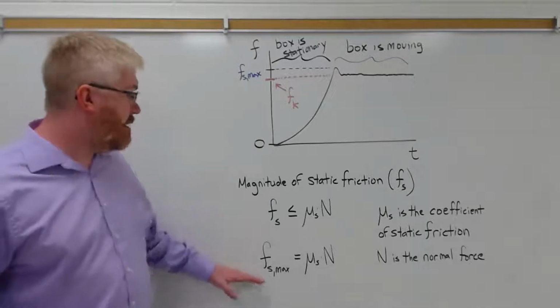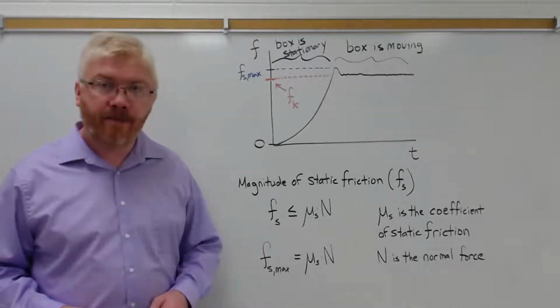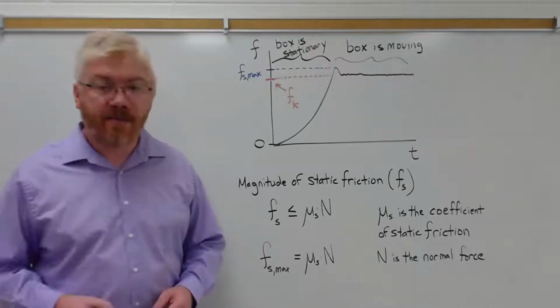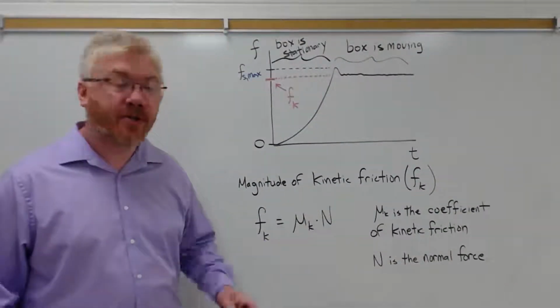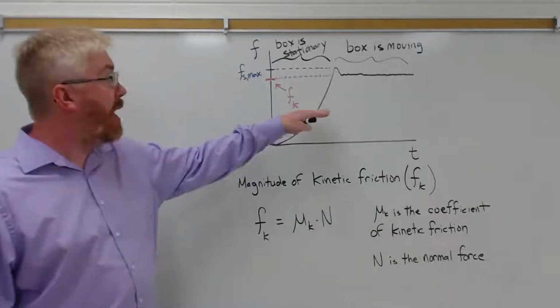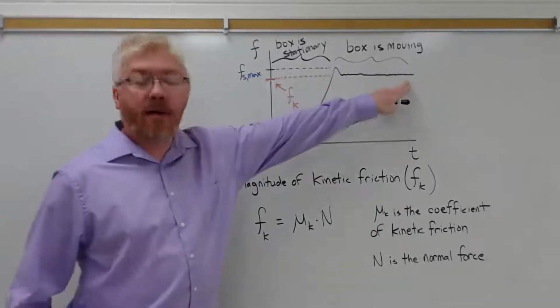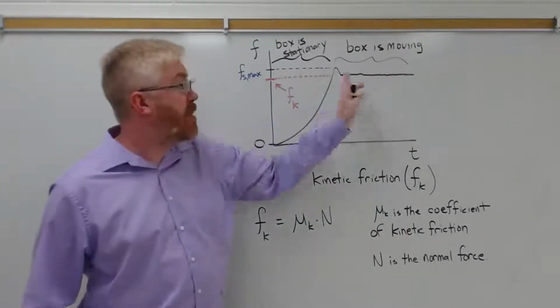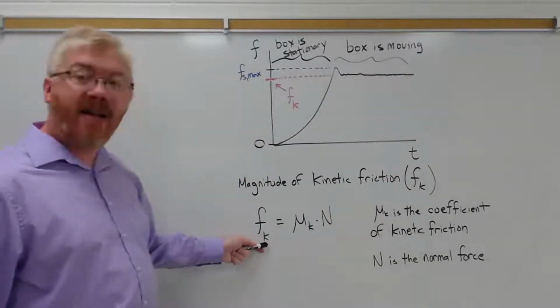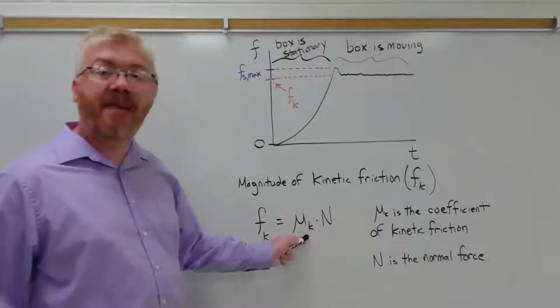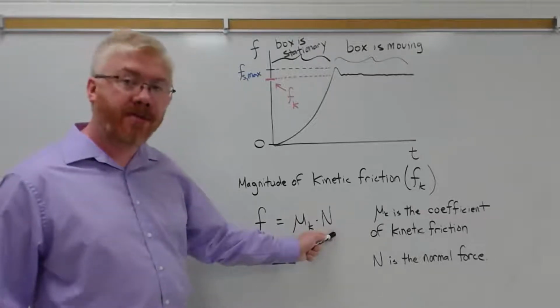Now this is static friction. Let's look at kinetic friction. All right, we've changed this to kinetic friction, F sub k. Same plot. The kinetic friction is applied when the box is moving. It's approximately constant. So therefore, the force of kinetic friction is equal to mu sub k times the normal force.